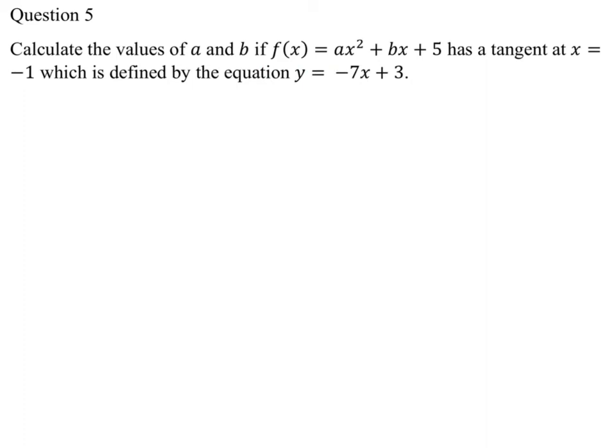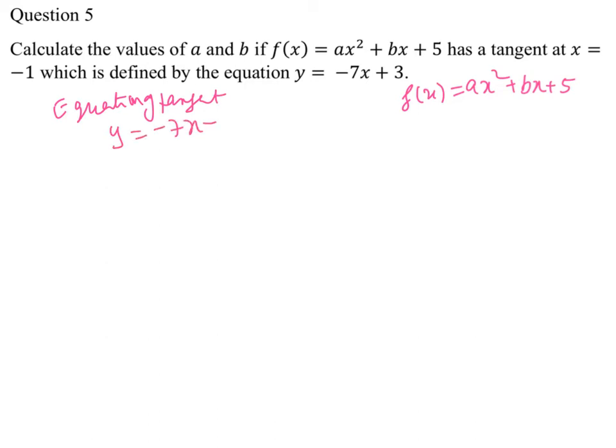So here, I know the function is given to be f of x equals ax squared plus bx plus 5. We do not know a and b. We know the x coordinate of the common point, which is equal to -1. And we know the equation of the tangent is given by y equals -7x plus 3. This is what we know.